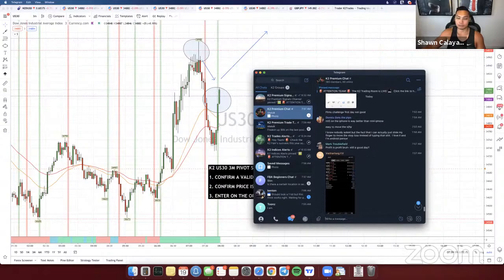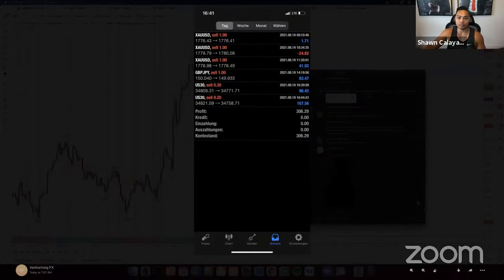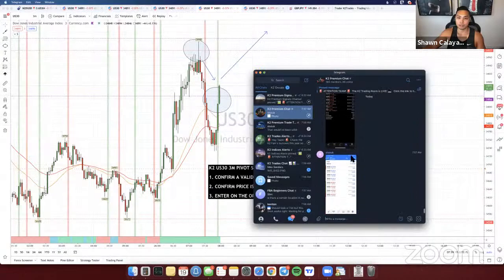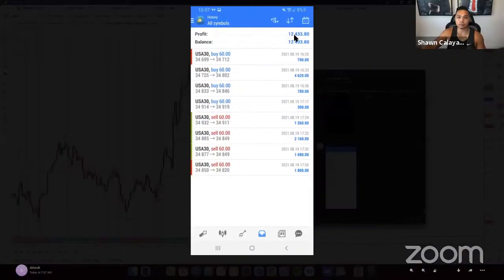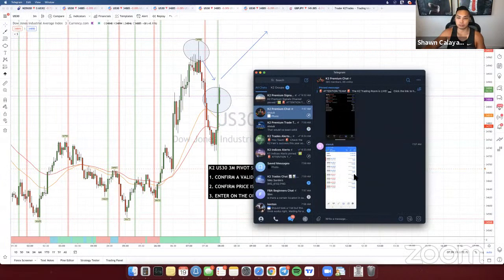Let's see, Van Hartwig over here locked in a total of 306. Nice. So like low risk trades right there. It looks like you did the same thing. You kind of just moved it in profit as it moved down. You locked in pretty nice profit right there. 304 for the day. Nice work, Van Hartwig. Sisuk over here locked in a total of 12,433. Great work, Sisuk. And yeah, I think that's about it.